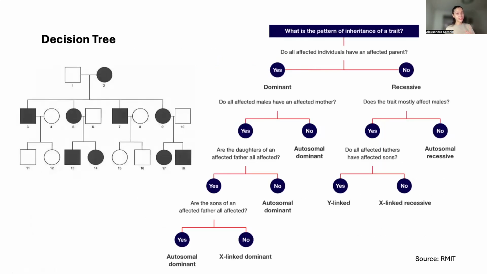I'll show you how to use a decision tree. After doing a few, this method's pretty good, but there's a flaw, okay? And I'll tell you what it is, but let's go through it first. So let's try and work out this pedigree using the decision tree. The first question it wants us to ask is, do all affected individuals have an affected parent? Who's affected? Here. Yep, affected parent, affected parent, affected parent, affected parent. Yes, affected parent, affected individual, affected parent. Yeah. Okay, so that tells us it's dominant.